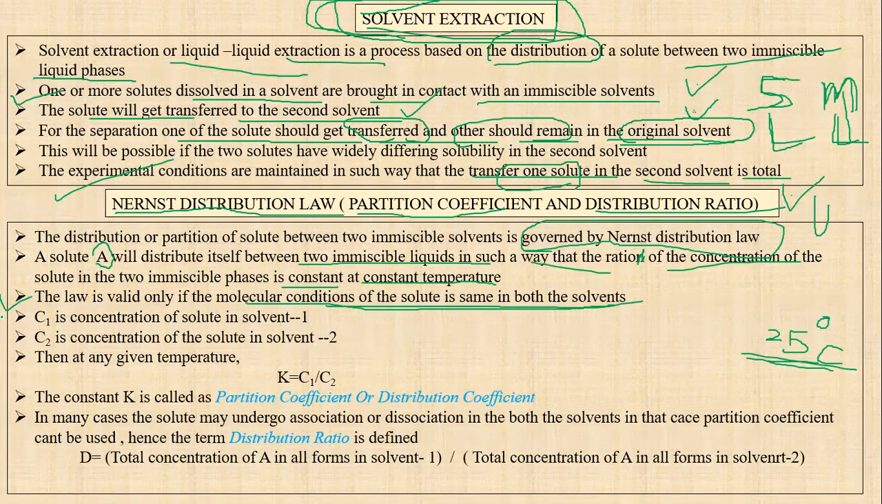Okay, so suppose C1 is the concentration of solute in solvent 1, and C2 is the concentration of solute in solvent 2. Then at any given temperature, K is equal to C1 upon C2, where K is called the partition or distribution coefficient.